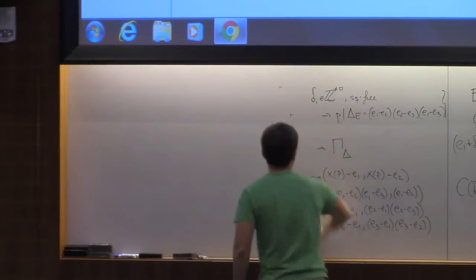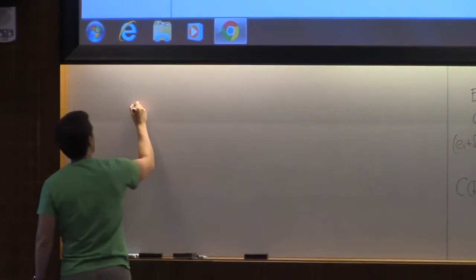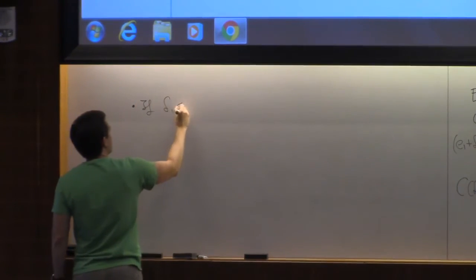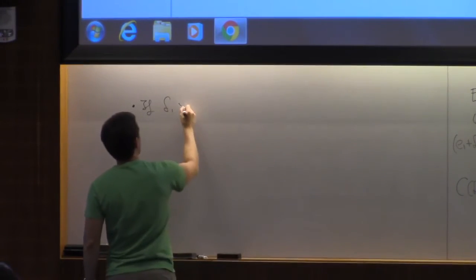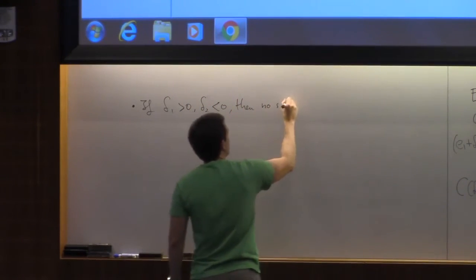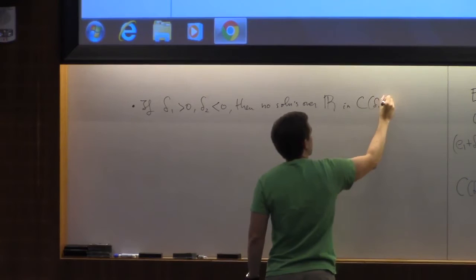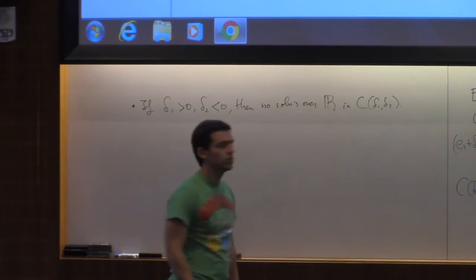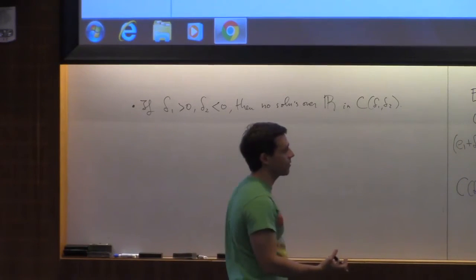So I'm going to write here as a remark that if delta 1 is positive and delta 2 is negative, then no solutions over R in my homogeneous space. Okay? So those are gone. Are there other ones that I can rule out like that?